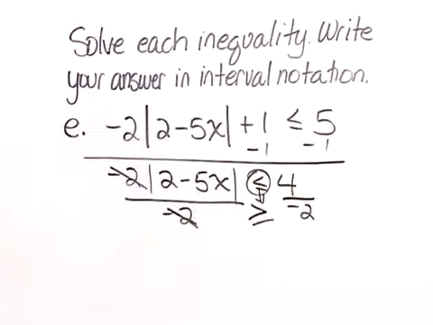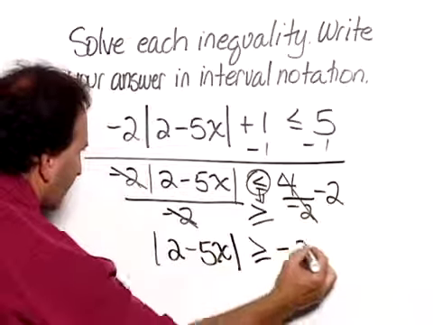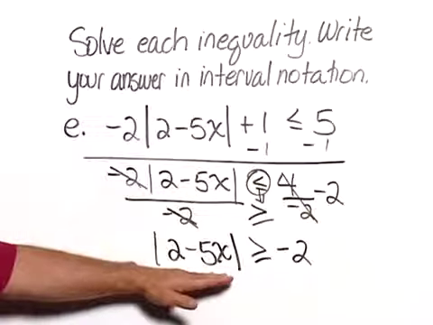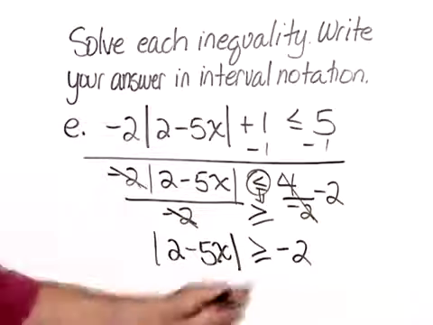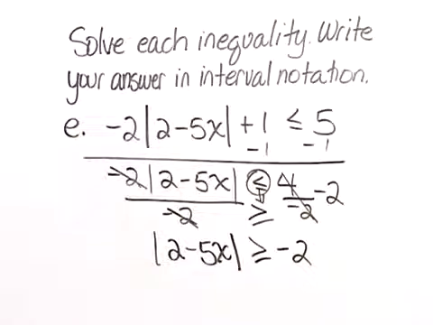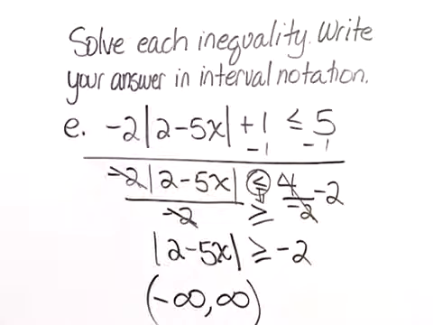So here we cancel out. Here, that also cancels to give us negative 2. Now we have a situation where the absolute value of 2 minus 5x is greater than or equal to a negative number. Well, let's think about this. This absolute value is always going to be positive or possibly 0. But in that case, 0 or a positive number is always greater than or equal to a negative number, whether it's negative 2 or anything else. In other words, this is always true, so all real numbers work. When we write all real numbers as a solution in interval notation, we write from negative infinity to infinity. And that's the solution in interval notation.